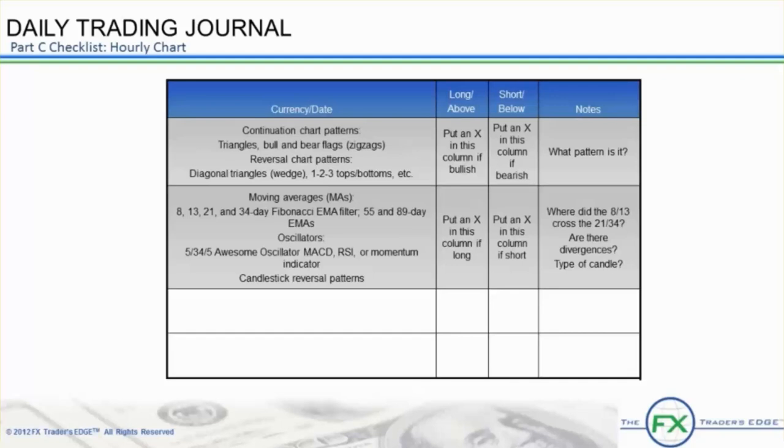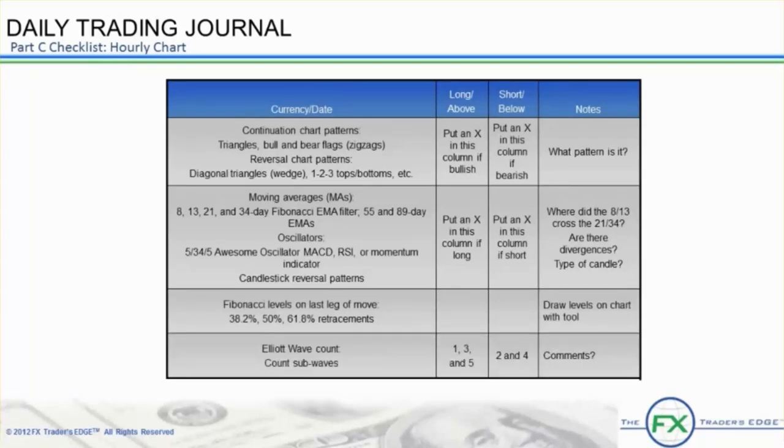Next, look for candlestick reversal patterns to give you a clue about the end of the third wave or a fifth wave. There are also candlestick continuation patterns, but again, that is the subject of another course. Don't forget to use your Fibonacci tool to draw the retracements on the last leg of the move. This will tell you where you are on the current move, as currency moves tend to respect Fibonacci levels quite well. Finally, count your Elliott waves.